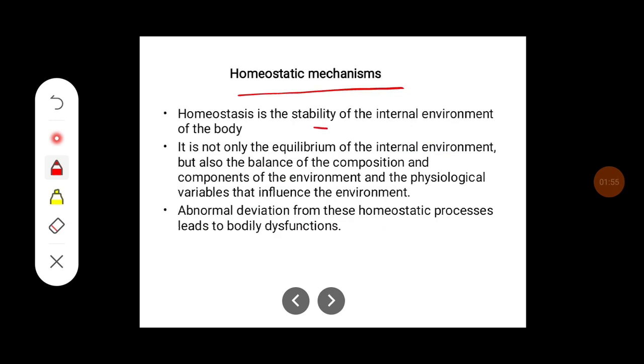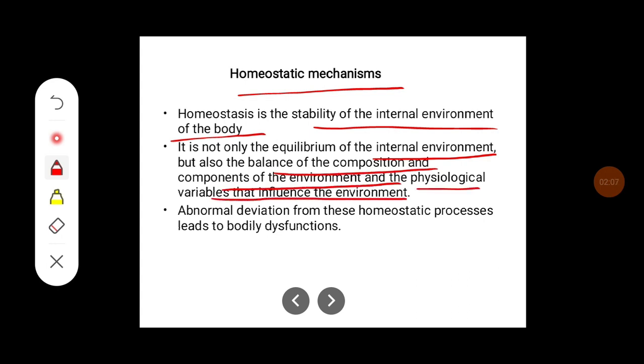Homeostasis is the stability of the internal environment of the body. It is not only the equilibrium of the internal environment but also the balance of composition and components of the environment and the physiological variables that influence the environment. Abnormal deviation from these homeostatic processes leads to bodily dysfunctions.